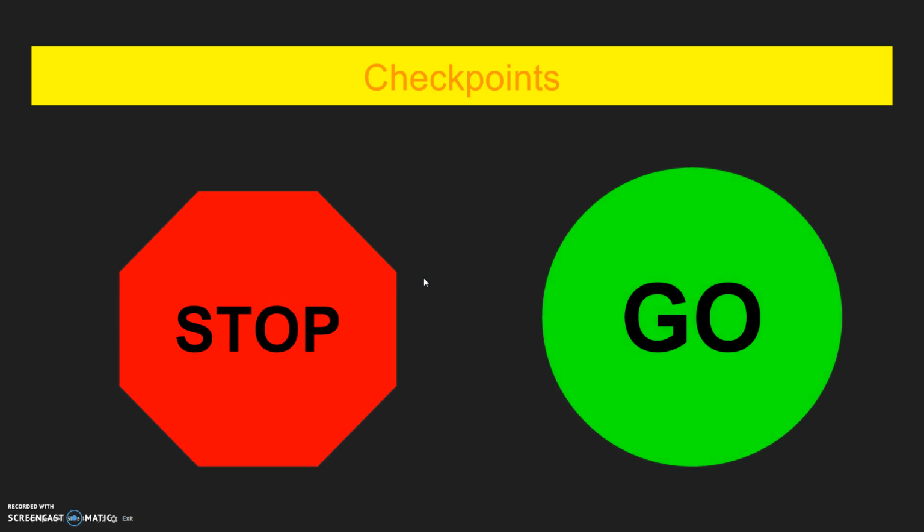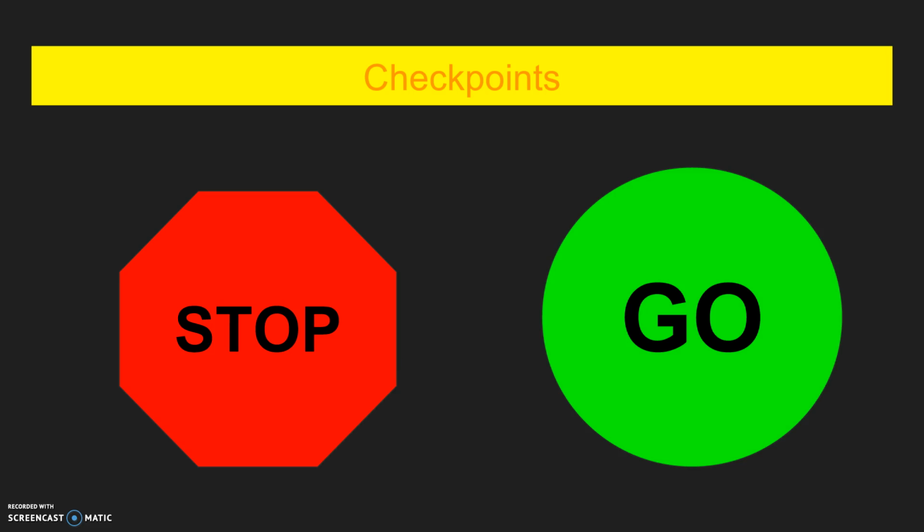If a cell is acceptable, then the checkpoint will allow it to pass, as represented by the go sign. If it's not acceptable, it will be rejected, as represented by the stop sign. Oftentimes, if a cell is not allowed to pass through a checkpoint, it will enter the G0 stage, where it will no longer divide. Many cells in your body are actually in the G0 stage, such as muscle cells.